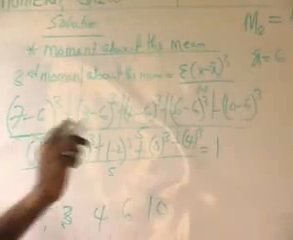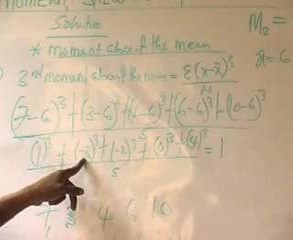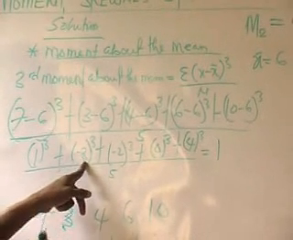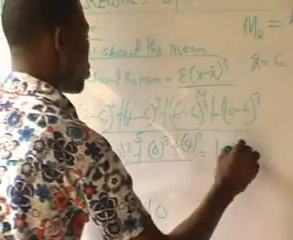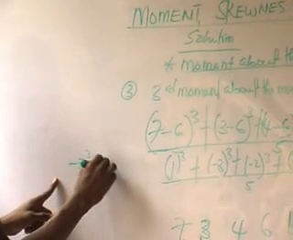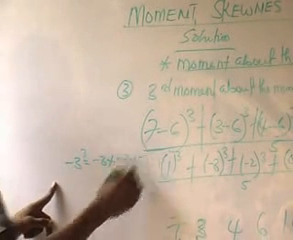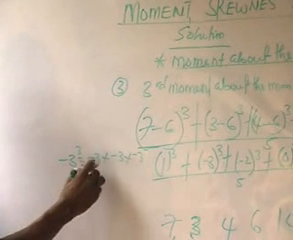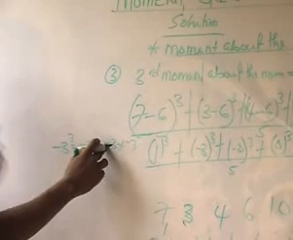So from here, what do we do? 1 raised to power 3 is 1, that is 1 times 1 times 1. Then minus 3 raised to power 3 will give us minus 27. How? Look at it here. Minus 3 raised to power 3 means minus 3 times minus 3 times minus 3. Are we together? Minus times minus is plus. Plus times minus is minus.